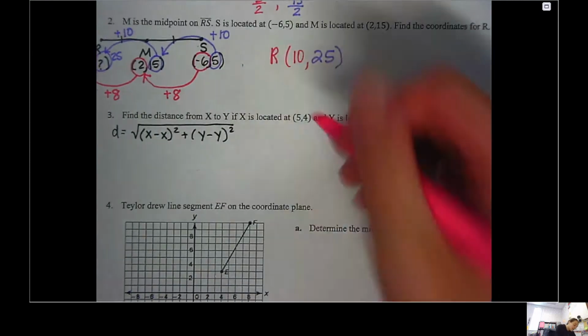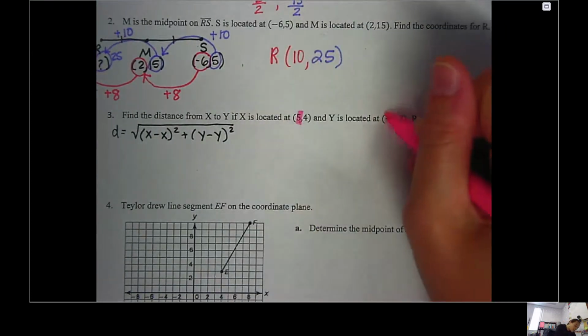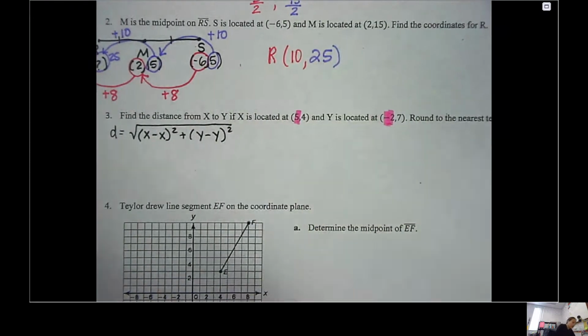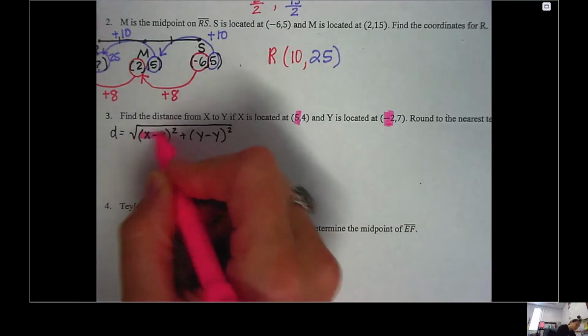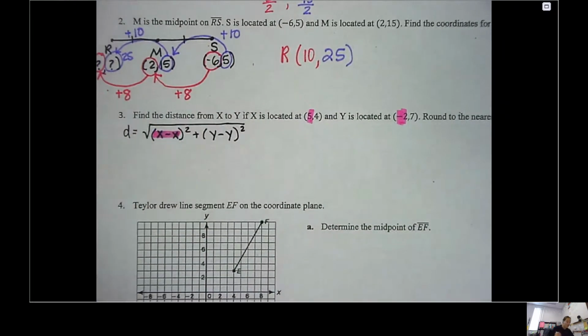So I'm going to highlight my x values, which are the first ones. Okay, these are my x values. And I'm just going to substitute them into the equation.